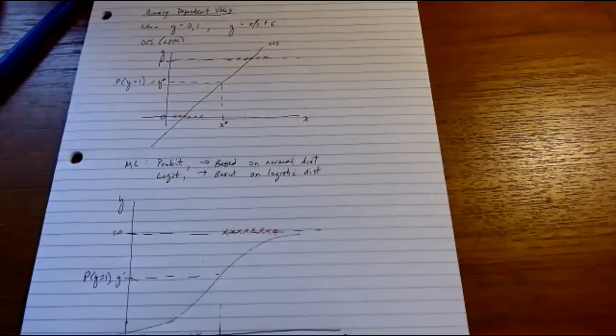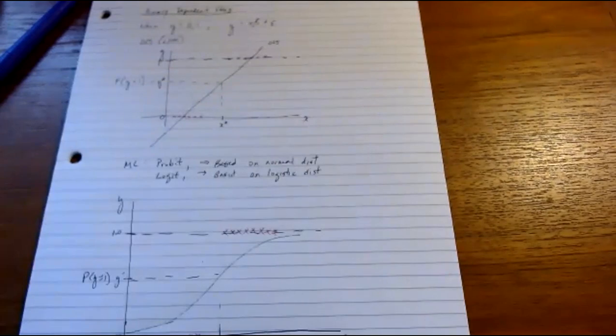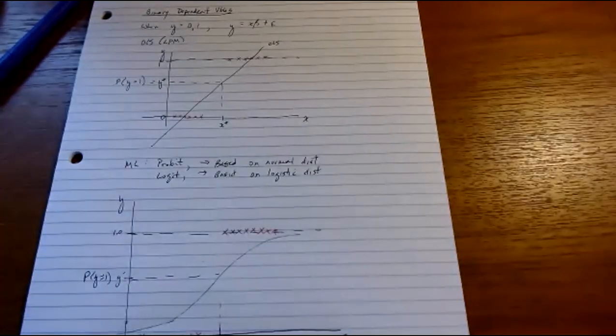So when we use OLS, we know how to interpret the coefficients. Those are just linear coefficients. When we use logit or probit, the coefficients that we get are not easily interpreted. And so we have to work a little bit harder at interpreting those.